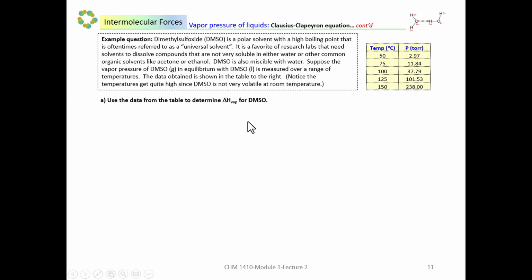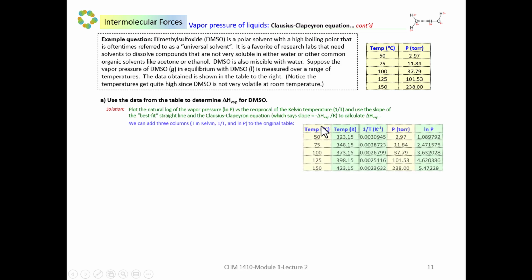So what we want to do is use this data here to determine the delta H of vaporization for DMSO. Now, before we can use our Clausius-Clapeyron equation, we're going to need to do a little work. And that work will involve finding 1 over T and the ln of P. So what we've done here is we've taken these two yellow columns of original data and reproduced it here. So here's the temperature in degrees C and the pressure in torr.